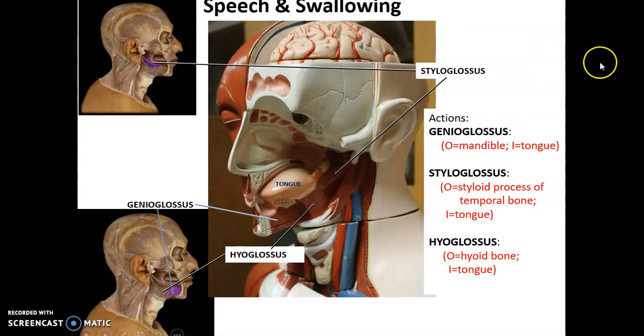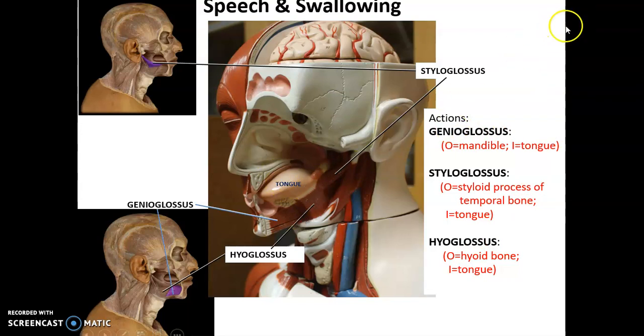Some additional small muscles involved in speech include the styloglossus. The styloglossus muscle goes from the styloid process of the temporal bone to the tongue, glossus for tongue. We have the hyoglossus muscle, going from the hyoid bone to the tongue, and then the genioglossus muscle, going from the inside of the mandible to the tongue. So again, glossus means tongue. All of these insert into the tongue, so they move the tongue.